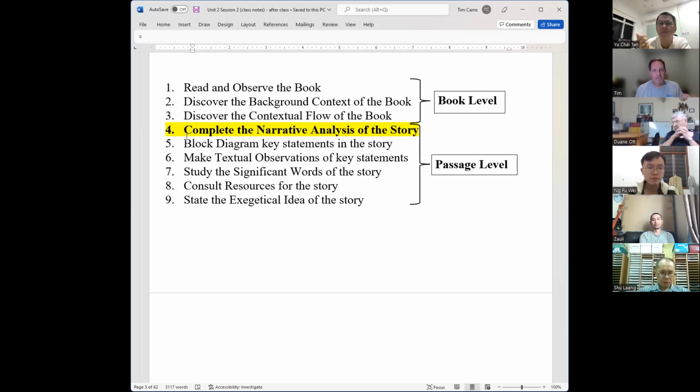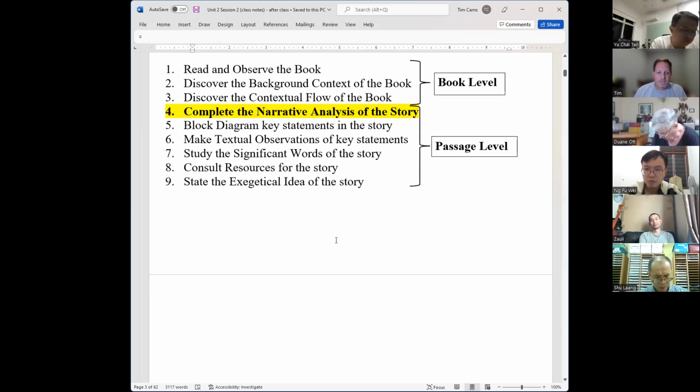And as we look at it, we want to study it as a story. So there are certain features of narratives that we want to remember and pay particular attention to as we study the story. Again, our goal is to find what is the author's intended meaning, what is his point from that story, how does that story fit within the book, within the purpose of the book and what the author is trying to teach us.